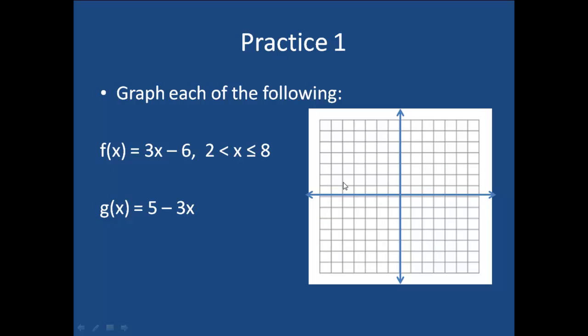Okay, here's another 2 practice ones. So go ahead and pause the video again and see if you can get the f of x one graphed.